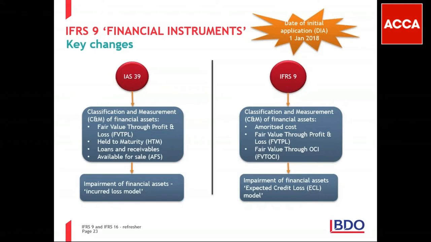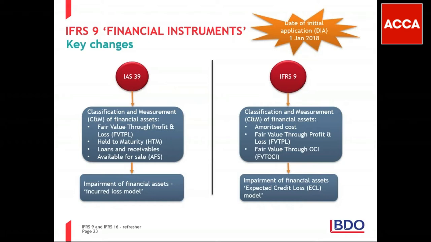So when we look at the IFRS 9 classification and measurement of financial assets in comparison with IAS 39, there were four categories of financial assets within IAS 39: fair value through profit and loss, held to maturity, loans and receivables, and available for sale. Available for sale was a residual category within IAS 39, whereas in the new standard, all these four categories have been merged into three categories. The first one is amortized cost, the second is fair value through profit and loss, and the third one is fair value through other comprehensive income.